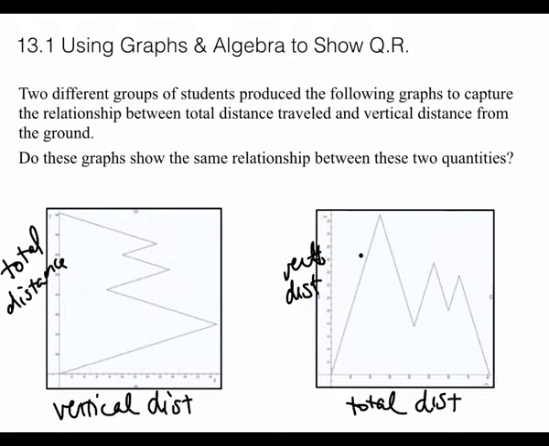That same information is captured here, okay? So for each value of total distance, there's precisely 1 corresponding value of vertical distance, okay? So in both images, vertical distance is a function of total distance. Is total distance a function of vertical distance?